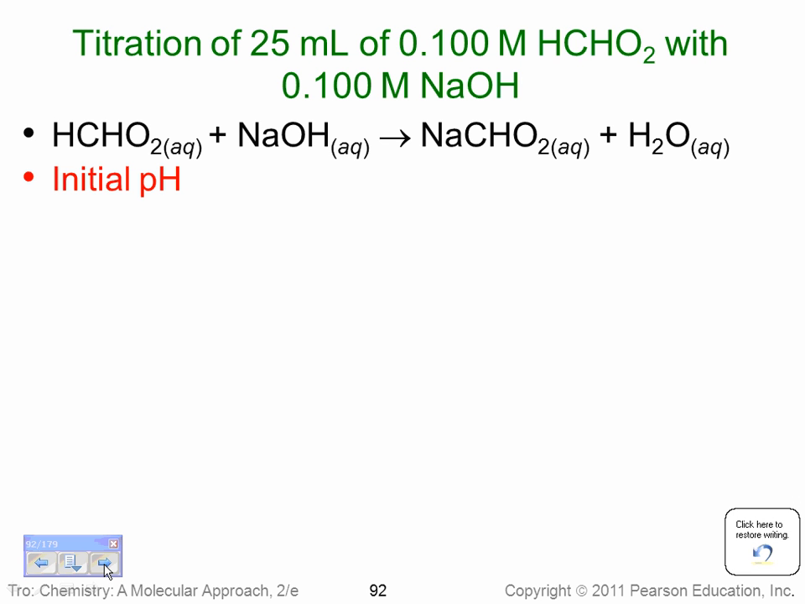But still, there's 4 zones. There's an initial pH, there's the buffer zone pH, there's the equivalence point pH, and then there is the excess base pH. So, let's see here. 25 milliliters, 0.1 molar formic acid, titrated with 0.1 molar sodium hydroxide. Initial pH. Help me. How do I calculate this?